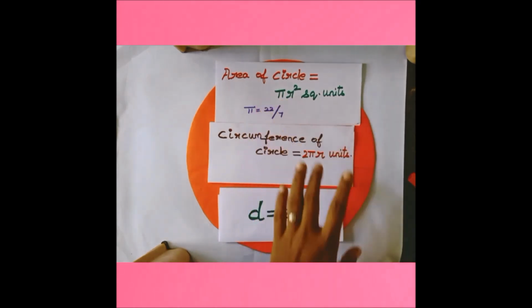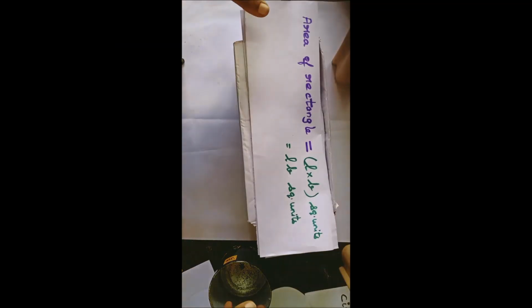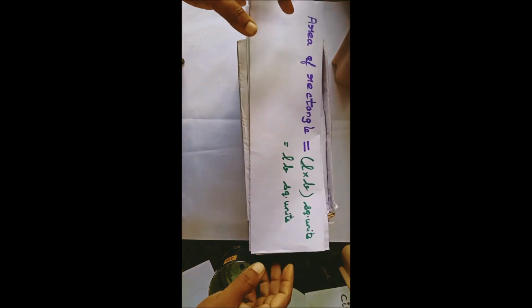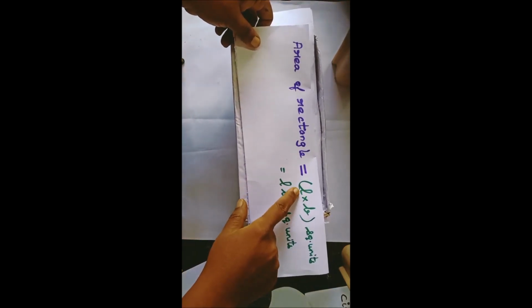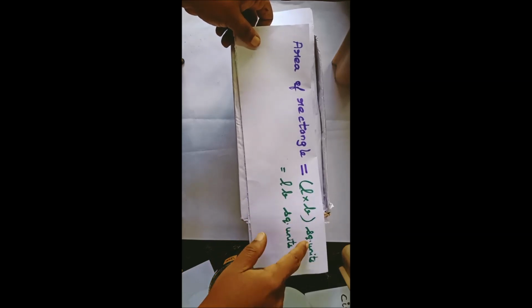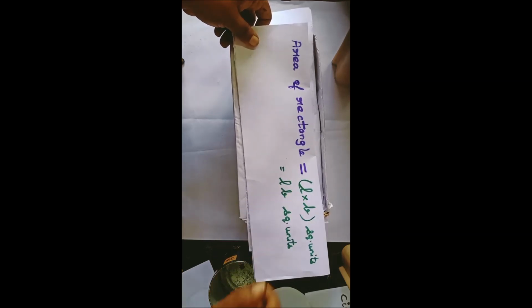Do you understand, children? Now we are going to discuss the cylinder. Before that, we are going to recall the formula for the area of a rectangle. What is the formula for the area of a rectangle? Length into breadth, square units. The symbol for length is L and the symbol for breadth is B.